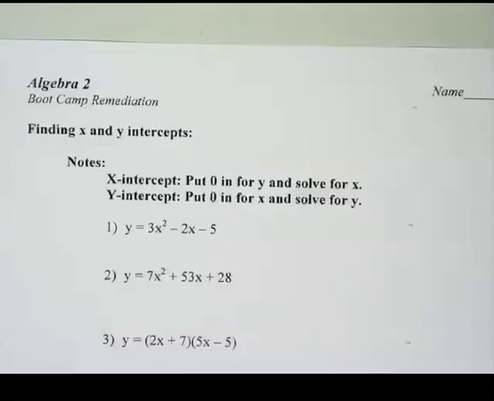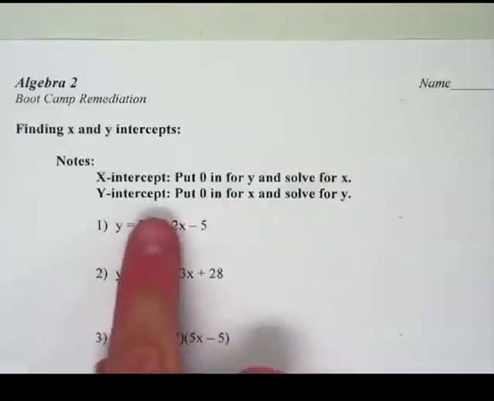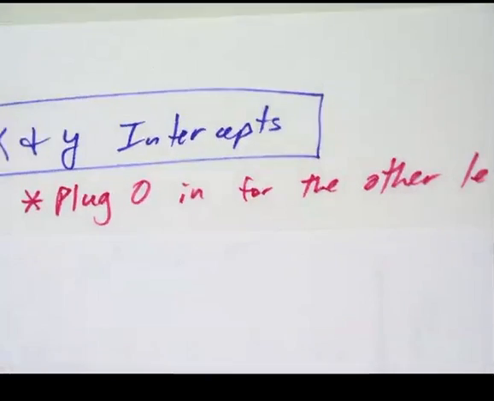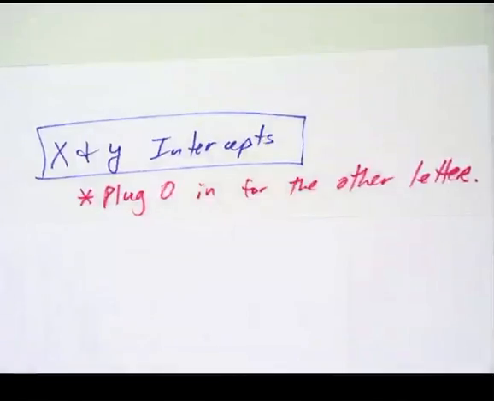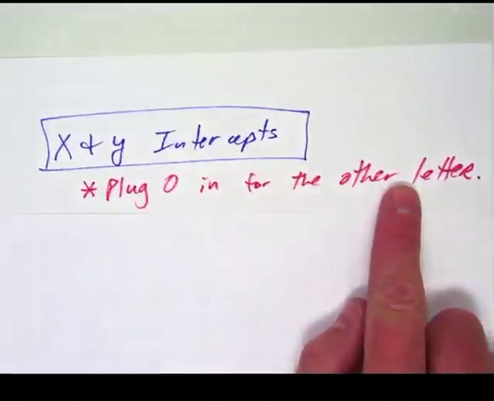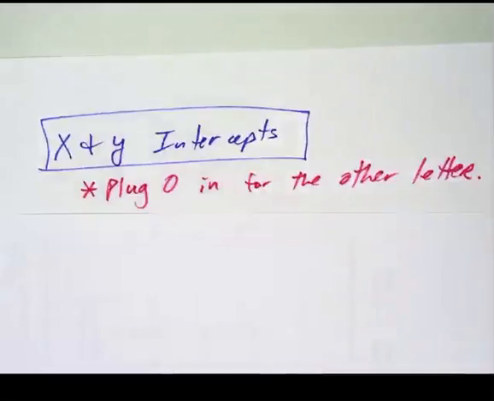In this video, we're going to take a look at solving for x and y intercepts. The big deal, and I put that on the top of this sheet, is that you plug 0 in for the other letter. Anytime you're looking for an x or y intercept, just simply plug 0 in for the other letter. You're zeroing it out, and you're going on the axis, and you should be able to locate where that is.